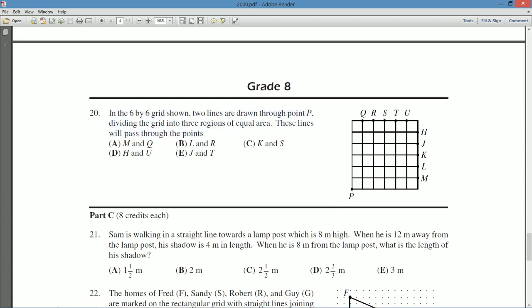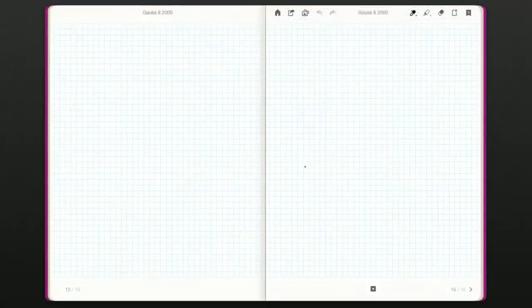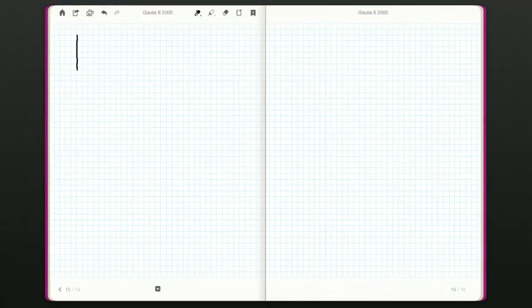So we want to divide the grid into equal areas. Alright, well, what's the total area we've got? Because that's what we're going to split into three by these two lines. So, let's actually try and draw a 6x6 grid. I know I'm going to fail at this, but it's okay. I have to try.